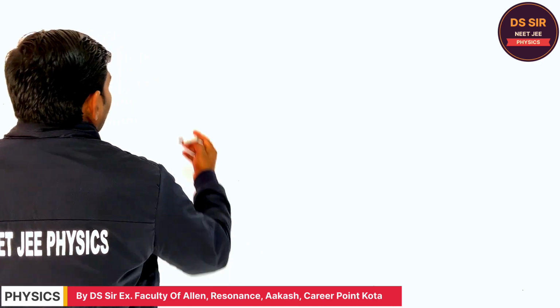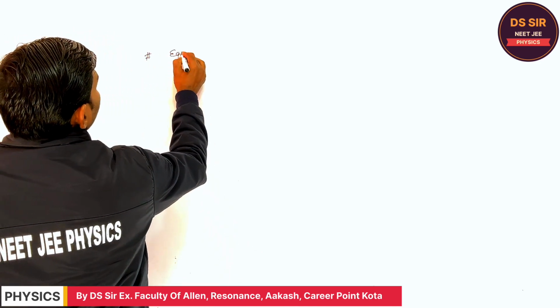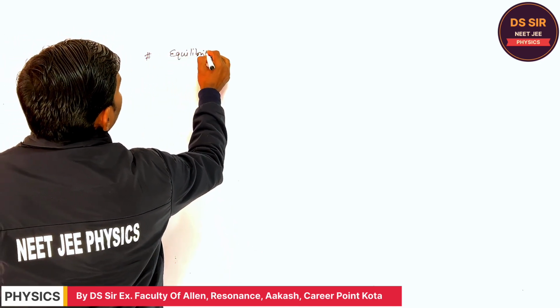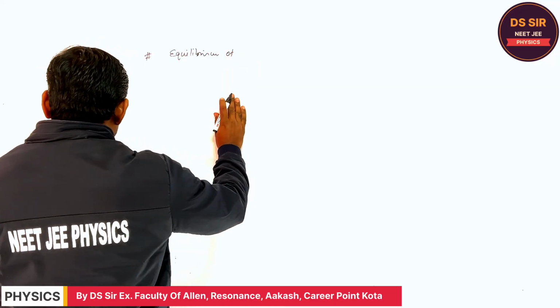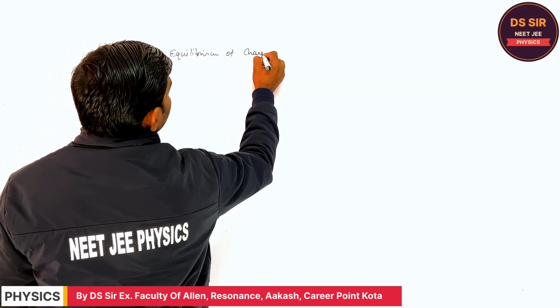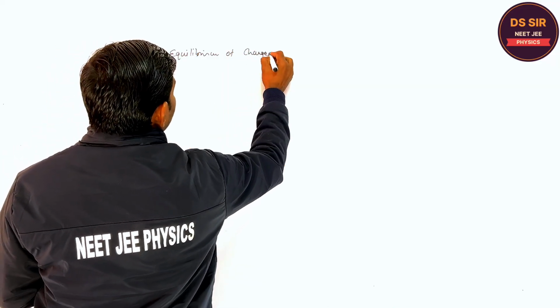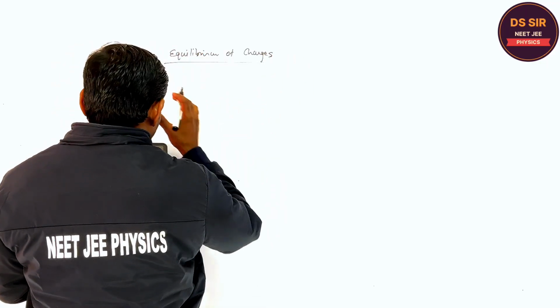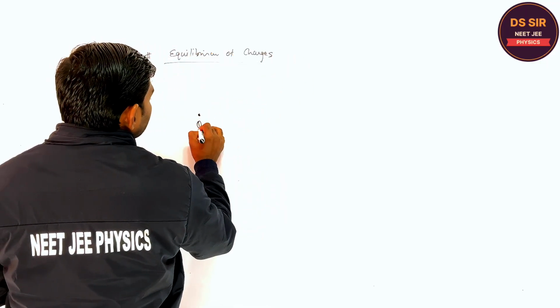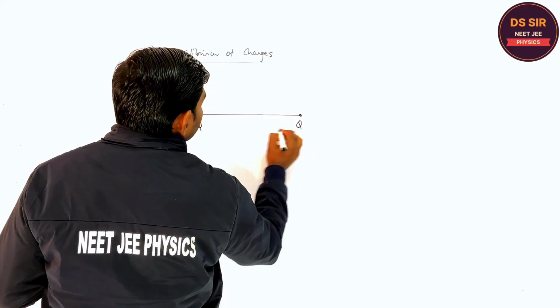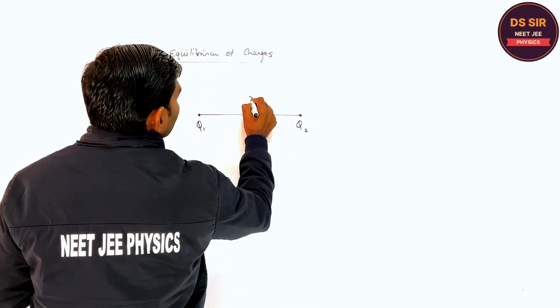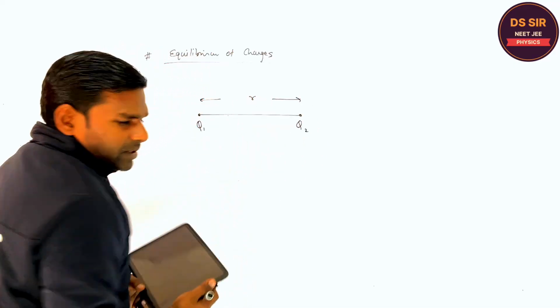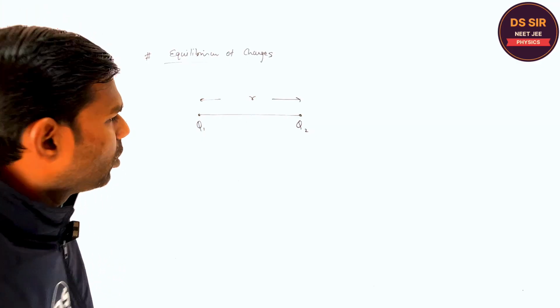Okay, so the next topic is equilibrium of 3-point charges, right? Equilibrium of charges. For example, if you consider Q1 and Q2, they are separated by distance r. Is it clear or not?